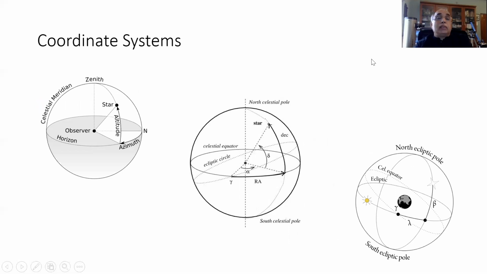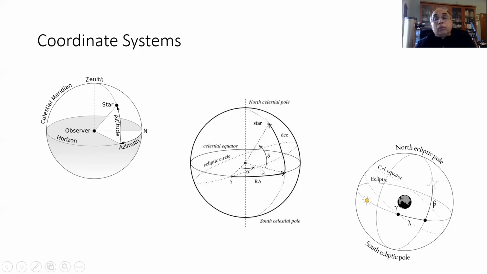It becomes easier to visualize. So I'm summing up the three systems which we have seen in a single slide. We had the horizontal coordinate system, where you have the observer, and the point right overhead is the zenith. We draw a great circle to the star and meet the horizon. The angle above the horizon gives you the altitude, and the angle measured in the horizontal plane from north to the point where the great circle from zenith to star meets the horizon gives you the azimuth. So altitude-azimuth gives you the location of a star uniquely.